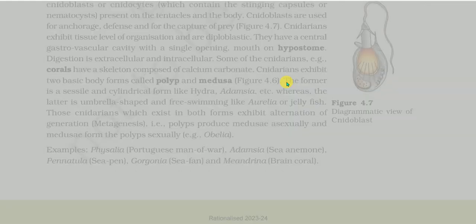Cnidoblasts or cnidocytes, which contain the stinging capsules or nematocysts, are present on the tentacles and the body. Cnidoblasts are used for anchorage, defense, and for the capture of prey, figure 4.7. Cnidarians exhibit tissue level of organization and are diploblastic. They have a central gastrovascular cavity with a single opening, the mouth on hypostome. Digestion is extracellular and intracellular. Some of the cnidarians, e.g., corals, have a skeleton composed of calcium carbonate.